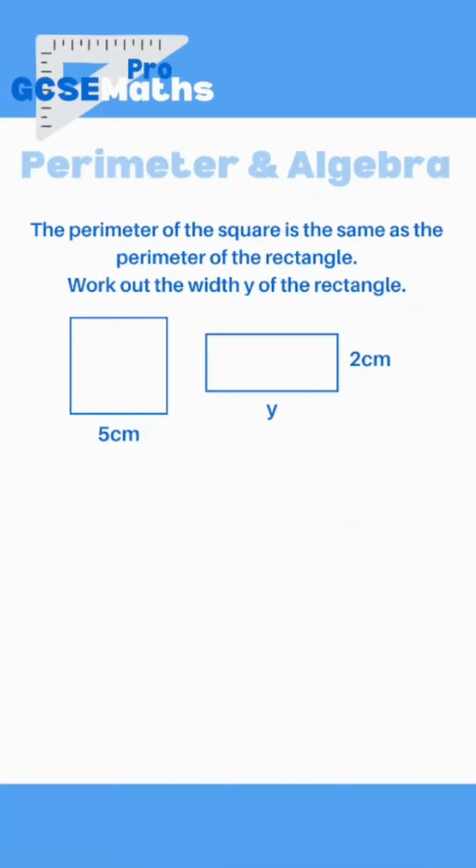Do you know how to deal with perimeter when it's actually mixed with algebra? This question we've been given says that the perimeter of the square is the same as the perimeter of the rectangle, and we have to work out the width y of the rectangle. So they're already encouraging us to use algebra by giving us the letter y.